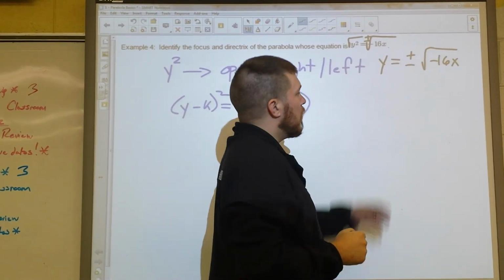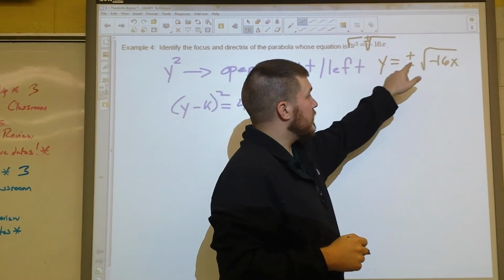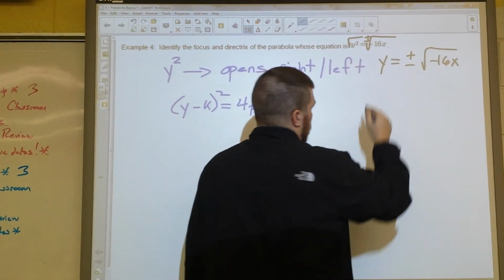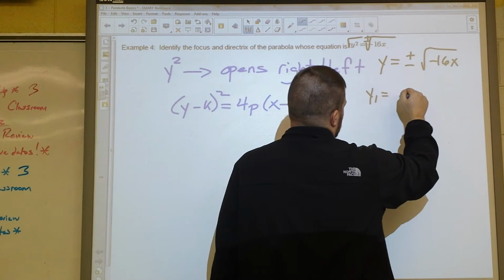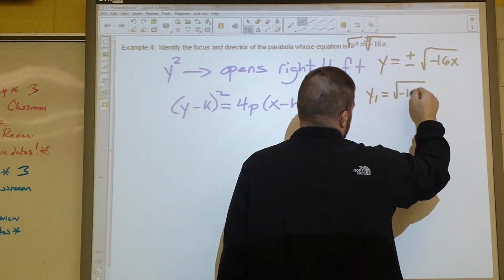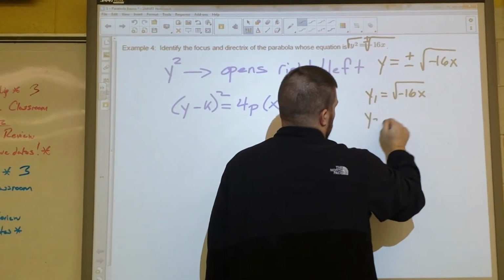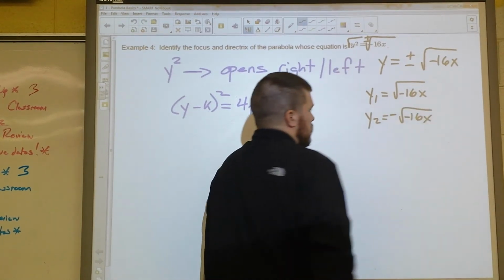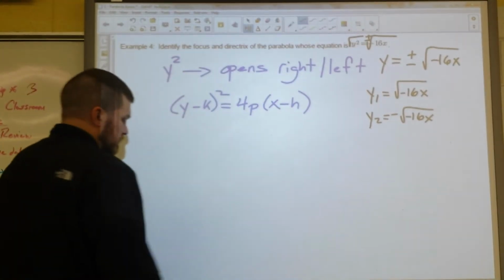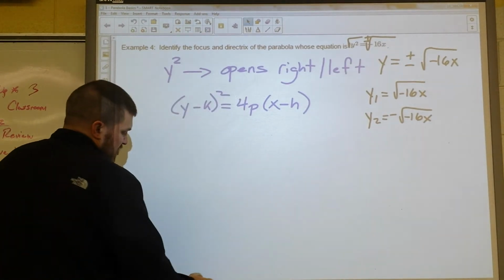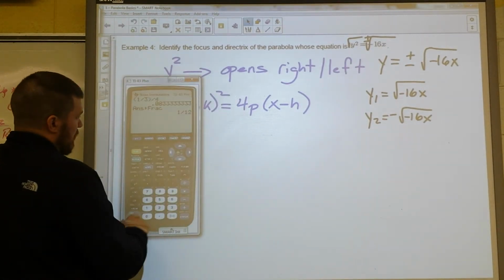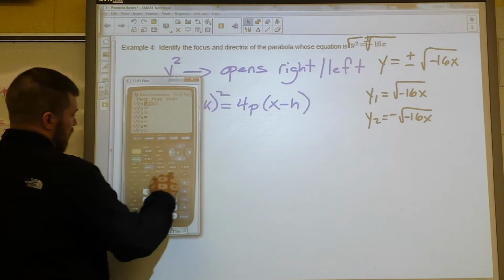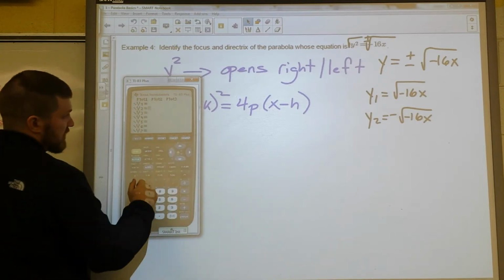Because the calculator cannot graph plus or minus, we're going to say y1 is equal to the positive square root of negative 16x, and y2 is equal to the negative square root of negative 16x. Let's graph these two. By graphing these two separate graphs, we get the top half and bottom half of a parabola, and together we get the entire picture.